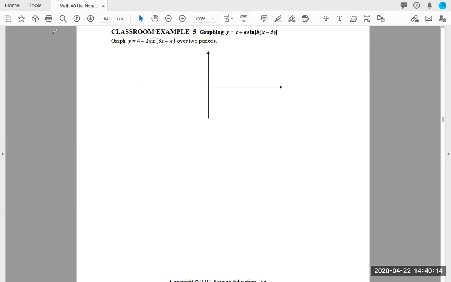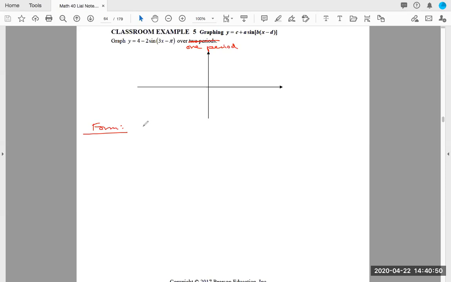Okay, so now what do we do when we have a combination? Essentially, we have a few problems with classroom example 5. One, let's just start with the form that we're trying to match to. And we're actually only going to do this over one period. For your graphing for exams, I'm not going to ask you for more than one period.